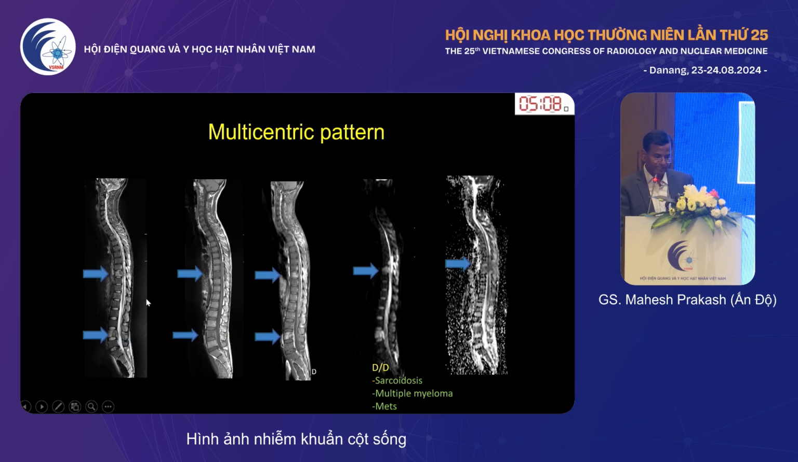Sometimes you can see multicentric lesions here. Sometimes only the vertebrae are involved. And in those cases, it's quite difficult to differentiate from other pathology like sarcoidosis or multiple myeloma or metastasis also. So these are very difficult situations, and you have to give the differential diagnosis to clinicians. And these patients require biopsy to say that it's actually tuberculosis.